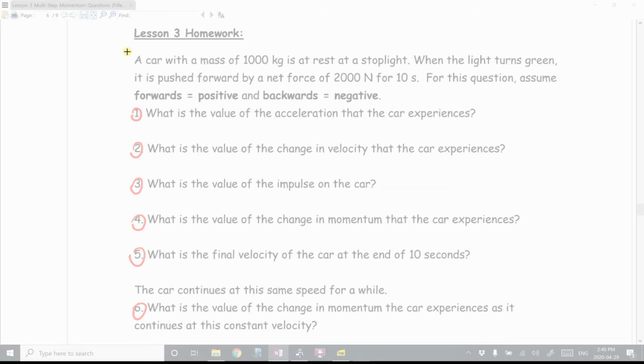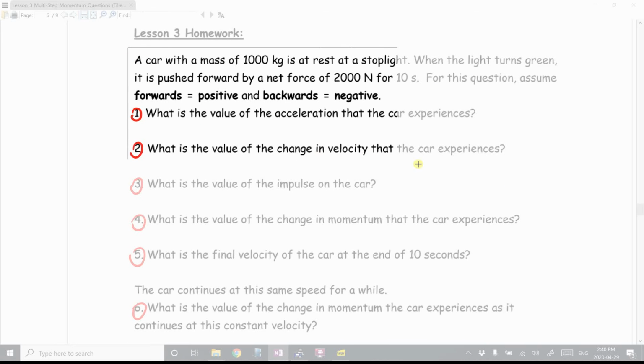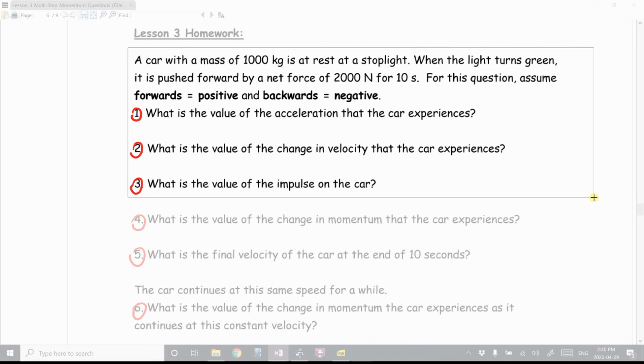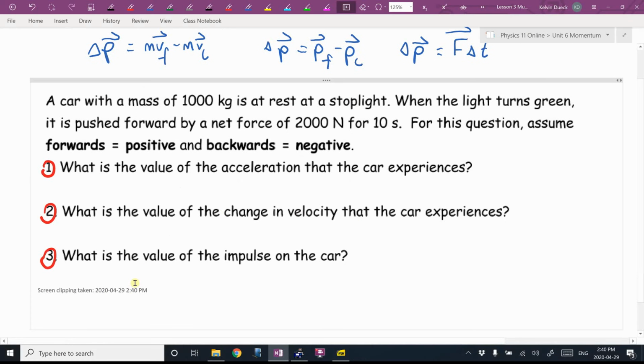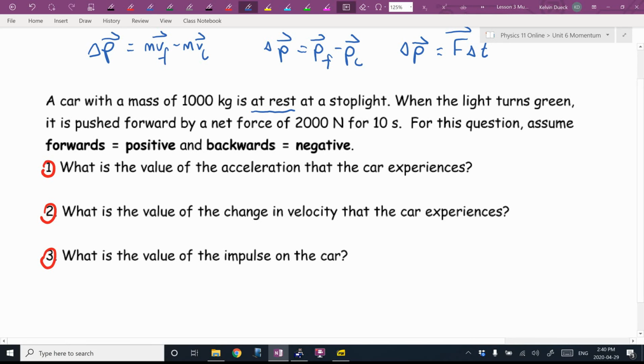Let's look at number 1 from lesson 3. Let's see if we can do 1, 2, and 3 in one step. A car with a mass of 1,000 kilograms is at rest. That's important. It gives me a V initial at a stoplight. When the light turns green, it's pushed forward by a net force of 2,000 newtons for 10 seconds. Forwards is positive, backwards is negative.